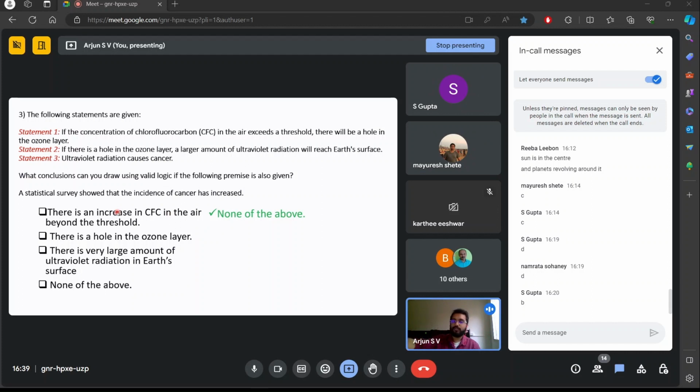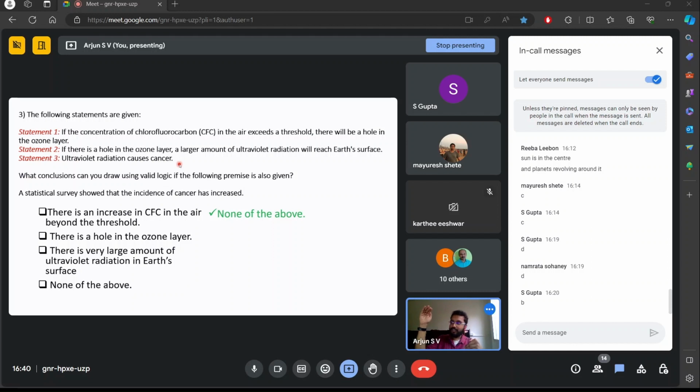So the ultimate conclusion would be, if the concentration of CFCs in the air increases beyond the threshold, it will cause cancer. There will be a lot of intermediary factors. CFC is causing the ozone layer hole, the ozone layer hole is causing UV radiation, and then UV radiation is causing cancer. But eventually, the conclusion from all three statements will be: if the CFCs in the air increase, it causes cancer.